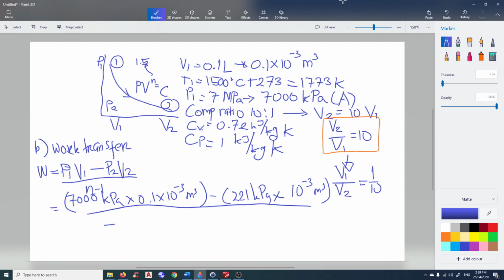Divided by n, rather, 1.5 minus 1. Now the result is positive 957 joules. So positive means work out. If you got negative here, it means the work is into the system. But positive is work out, which makes sense because after the combustion, it pushes the piston down to 0.2. So there is work by the piston being produced by the system. Okay.